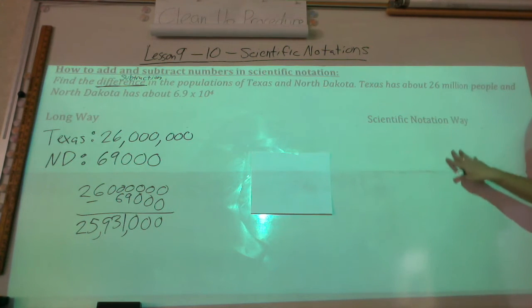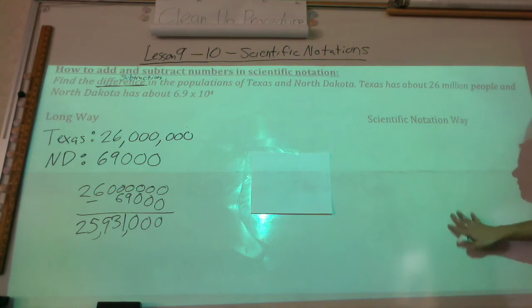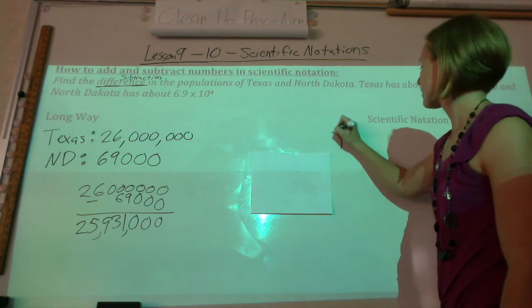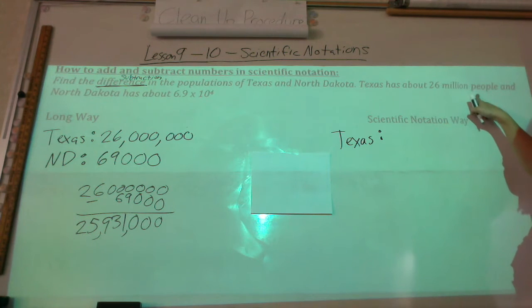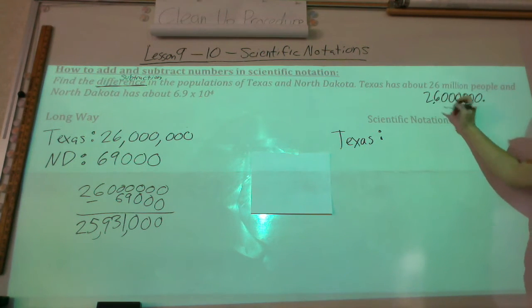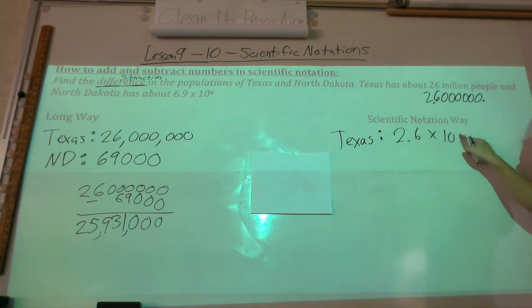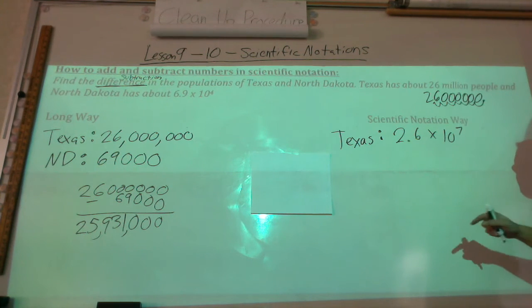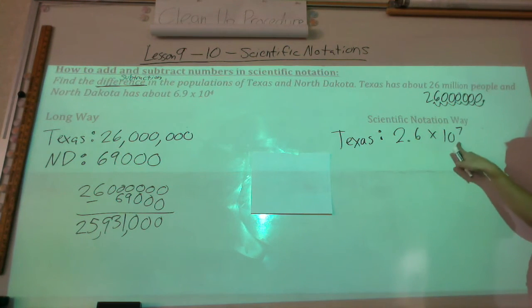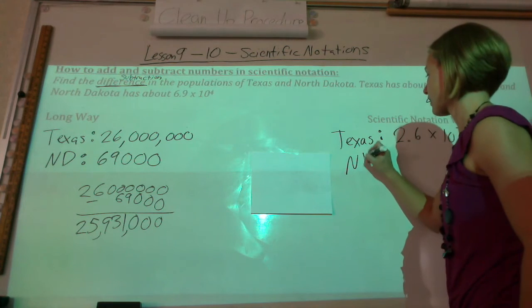So obviously if this is the scientific notation way, I probably need both numbers in scientific notation. So let's change Texas. Texas is 26 million. Now the decimal is right here. I need to move it to here because I need to be 2.6 times 10 to some power. So let's count up what that power is going to be. 7, because I need to represent the fact that this number is actually 7 decimal places bigger in reality. And I don't need to change North Dakota because they were nice enough to give it to us like that.